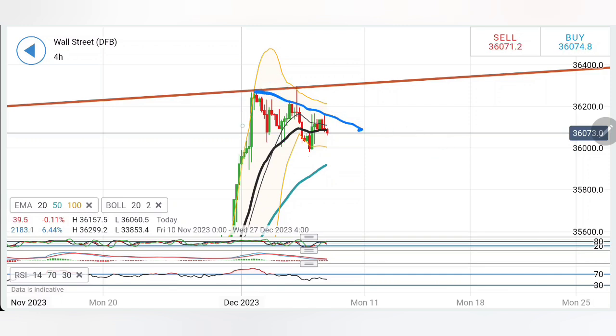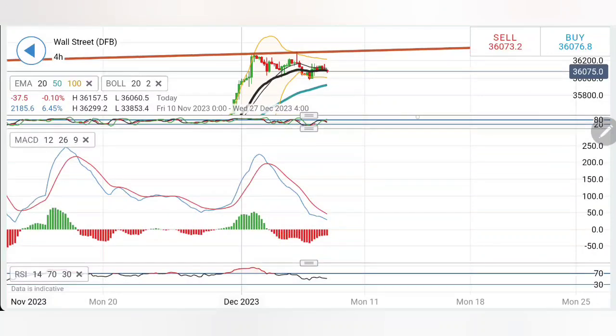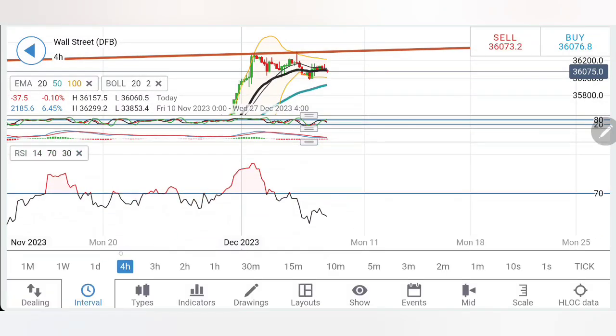Just ignore this candle. If you ignore this candle, you will find a beautiful formation here, which makes sense that 35,950, 35,900 is going to be the next target levels for the day. Stochastic looking down, MACD is bearish divergent, RSI is looking down as well.